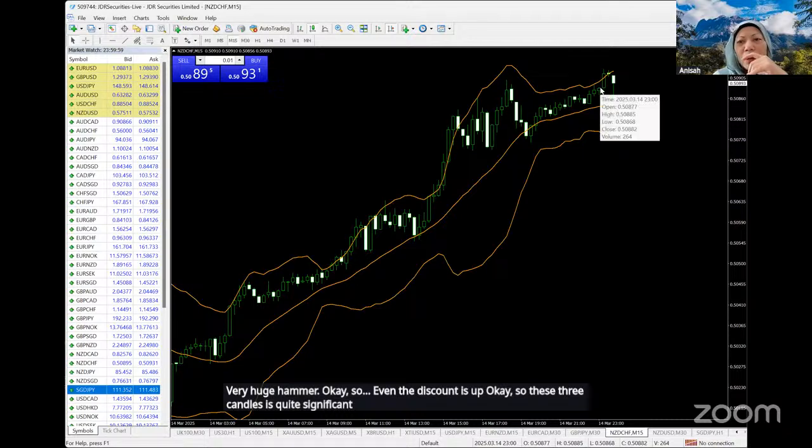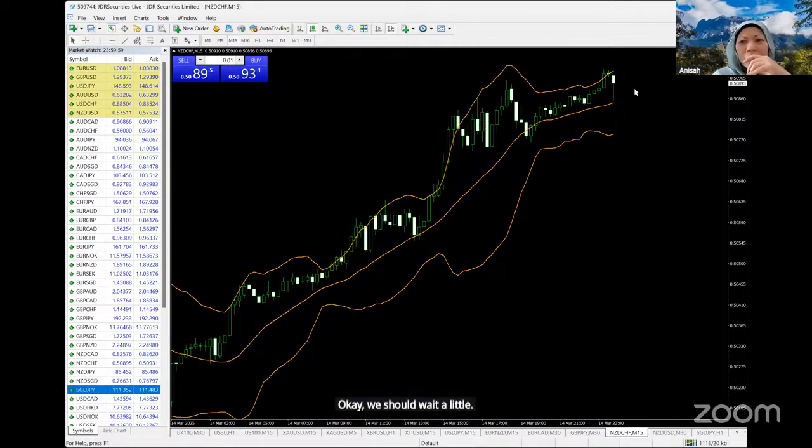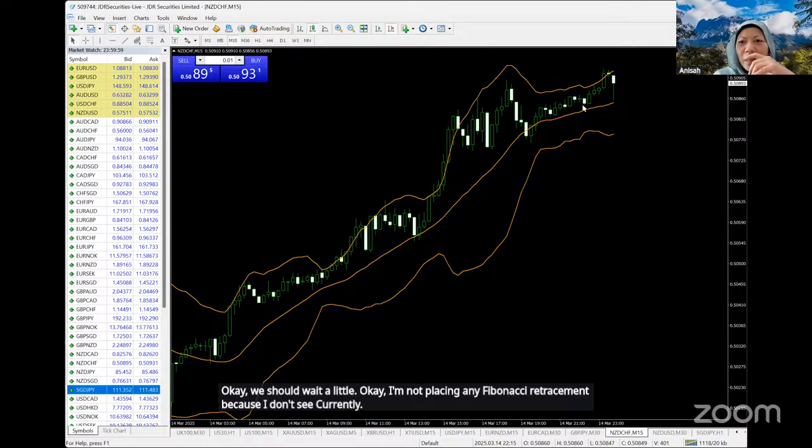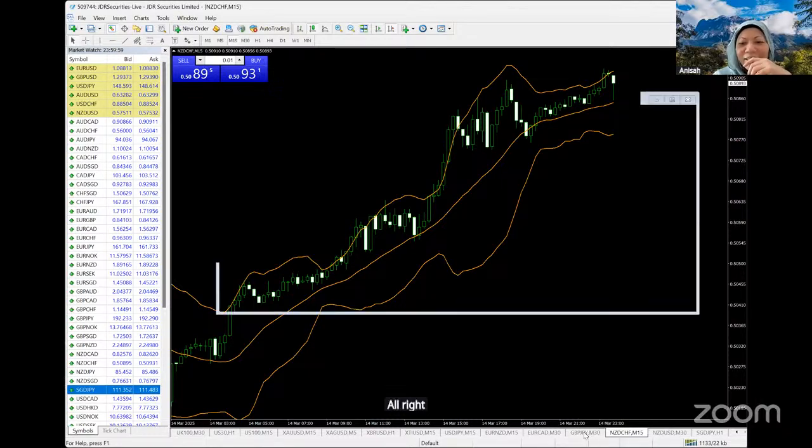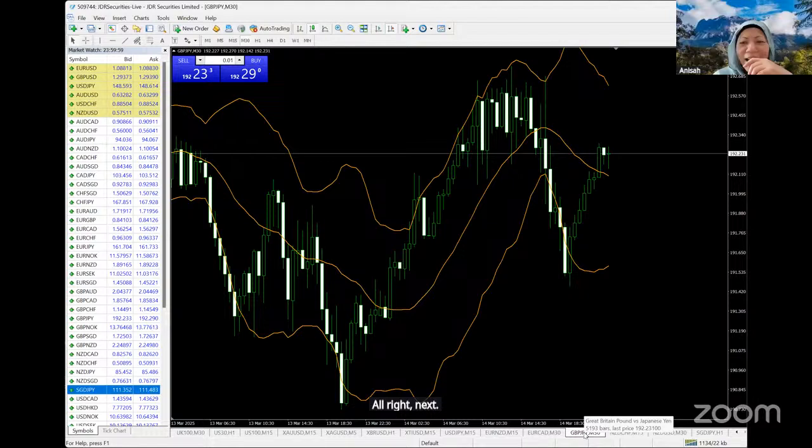So we should wait a little. I'm not placing any Fibonacci retracement because I don't see a setup. Currently, the price is in the bullish area of the Bollinger Band, between the upper band. All right, next in my watch list is pound to yen.